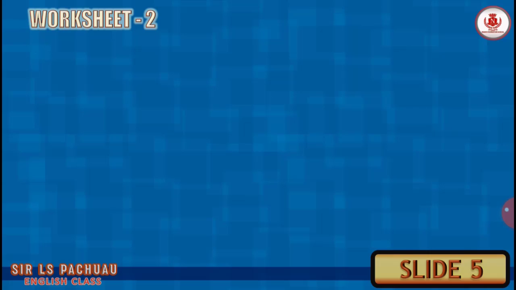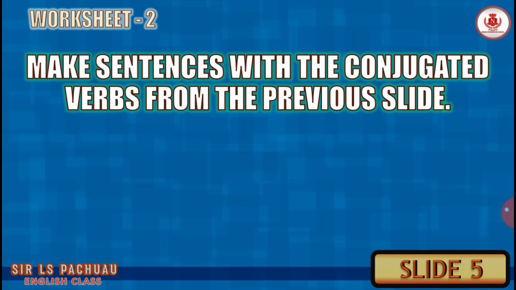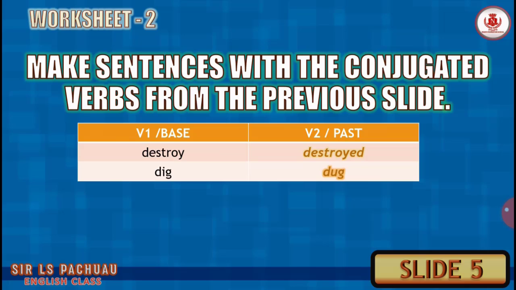And worksheet number 2 is: make sentences with the conjugated verbs from the previous slide. Before we look at the previous slides, let's see this. Destroy. So we conjugated the verb destroy into destroyed. And dig also, the second form of dig is dug. Dig and dug. So you have to make sentences with these too, destroyed and dug.